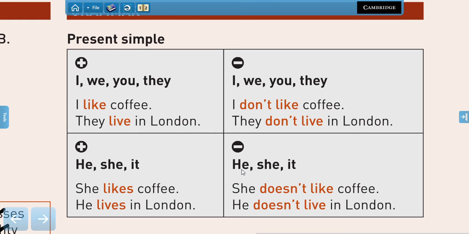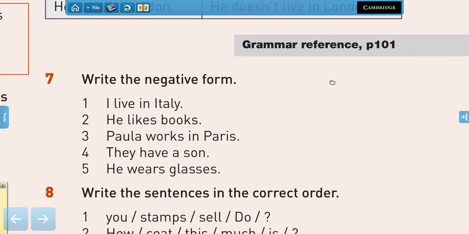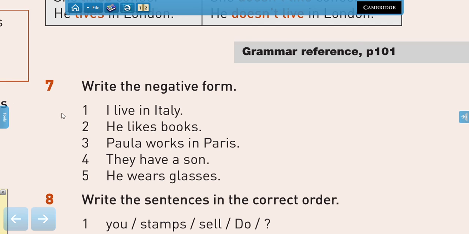And for the subjects he, she, and it, it is going to be a bit different because we're going to use the auxiliary doesn't. So she doesn't like coffee and he doesn't live in London, right? Remember that we delete the S at the end of the verb in this case, right? We don't say he doesn't lives. We use the auxiliary and that is all the help we need, right? So there's no need of using that S at the end of the verb as well. Now, write the negative form of these sentences. Write them in your notebook so you can practice after, all right?